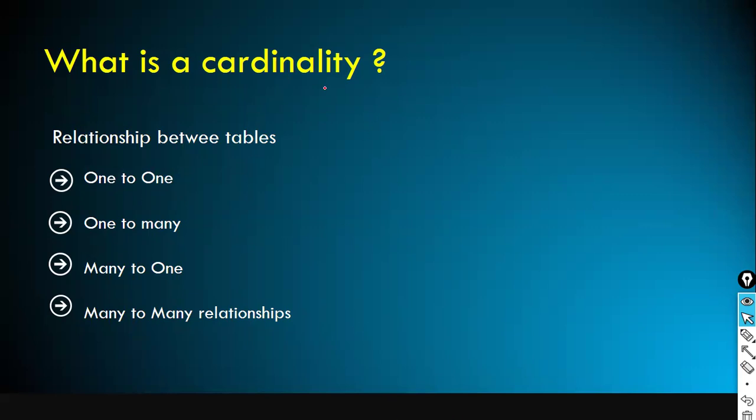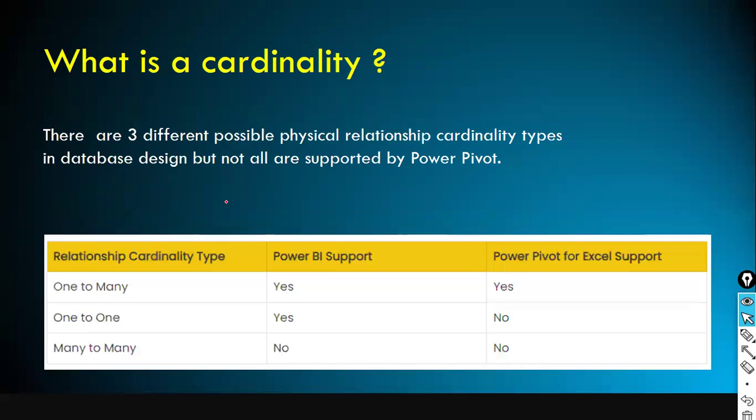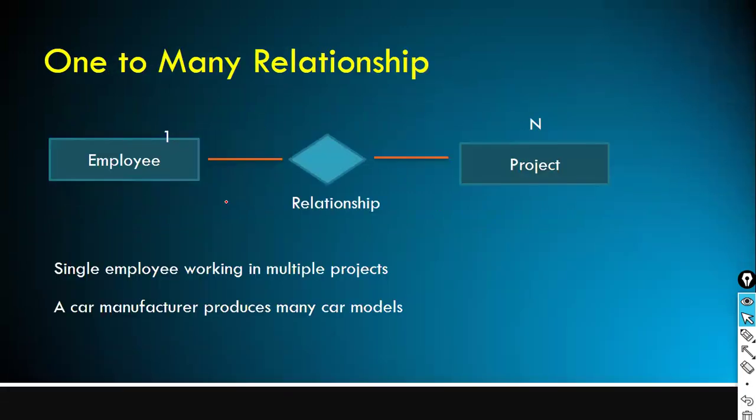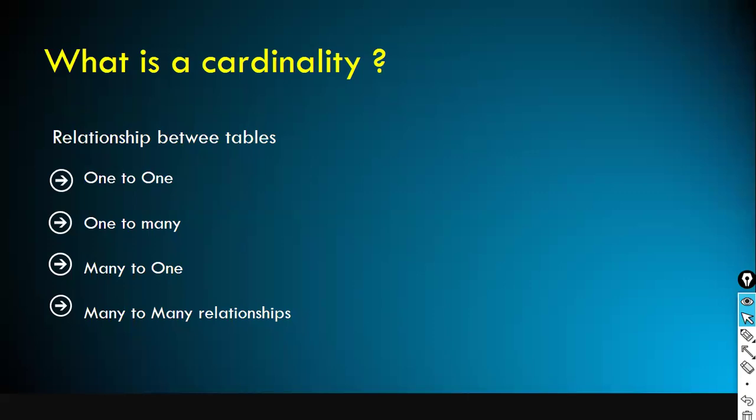What are the different types of cardinality relationships? One-to-one, one-to-many, many-to-one, and many-to-many relationship. What is one-to-one? Give me an example for a one-to-one relationship. The simple example is the Aadhaar card and the individual. For example, this is the Aadhaar number.